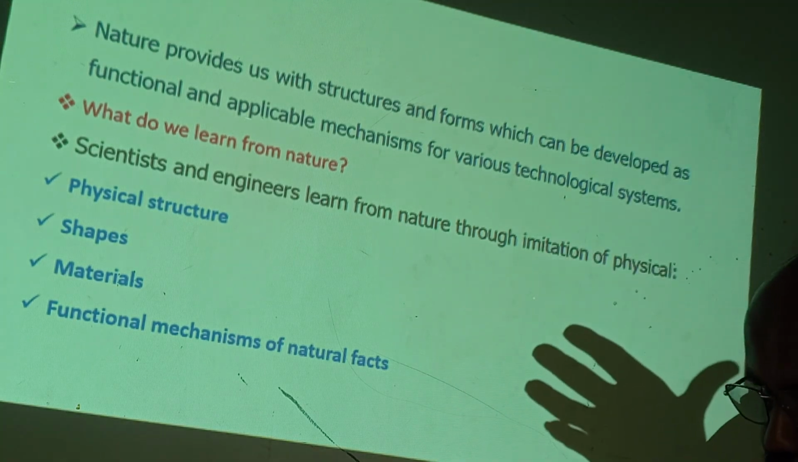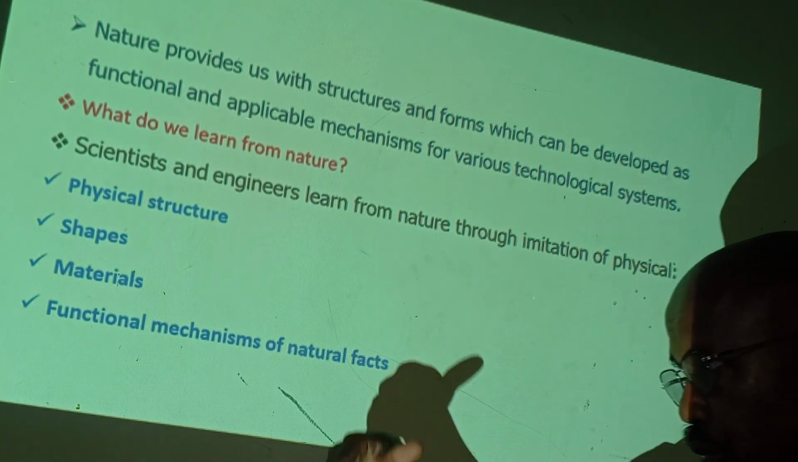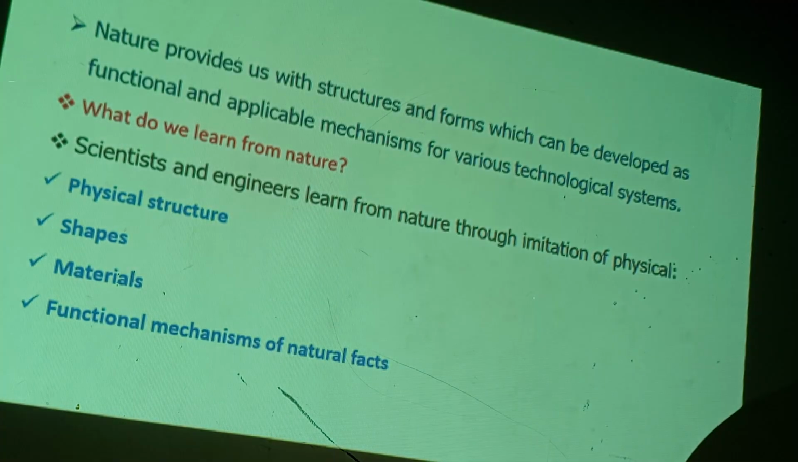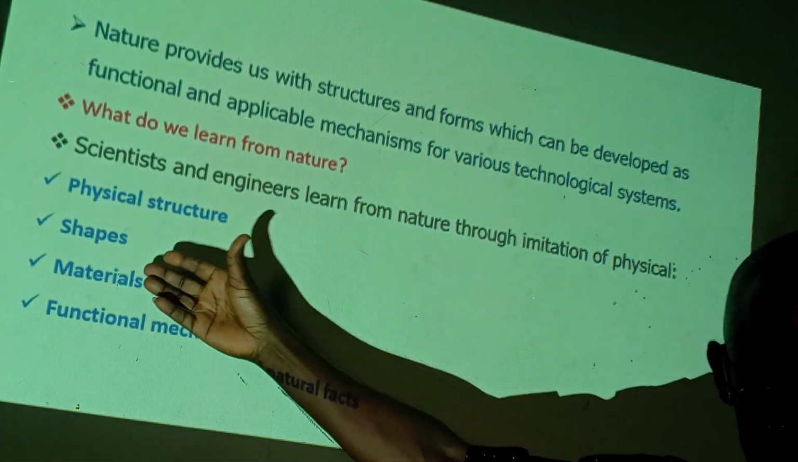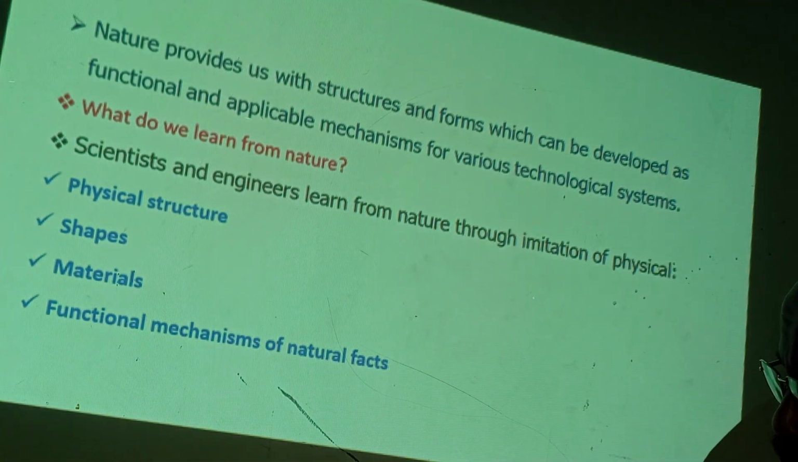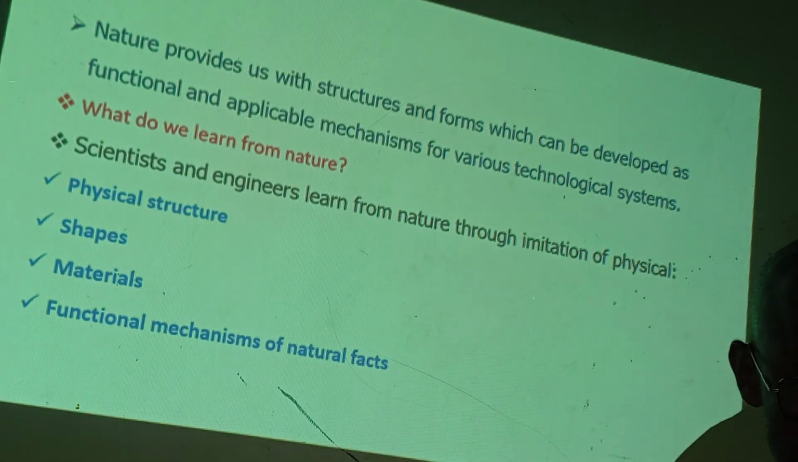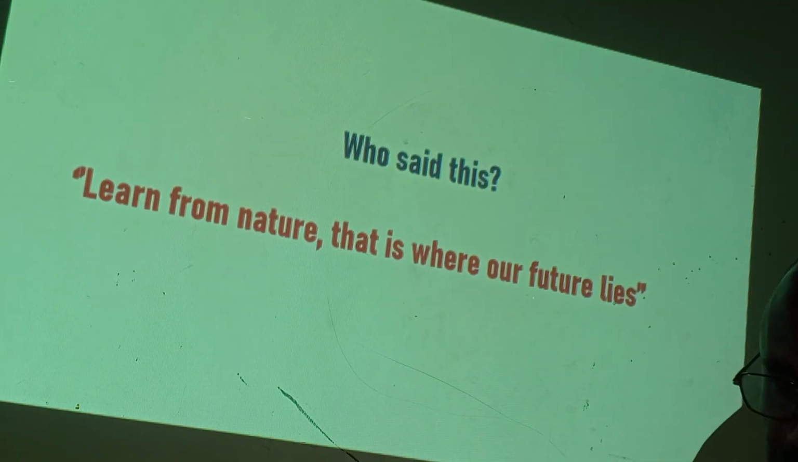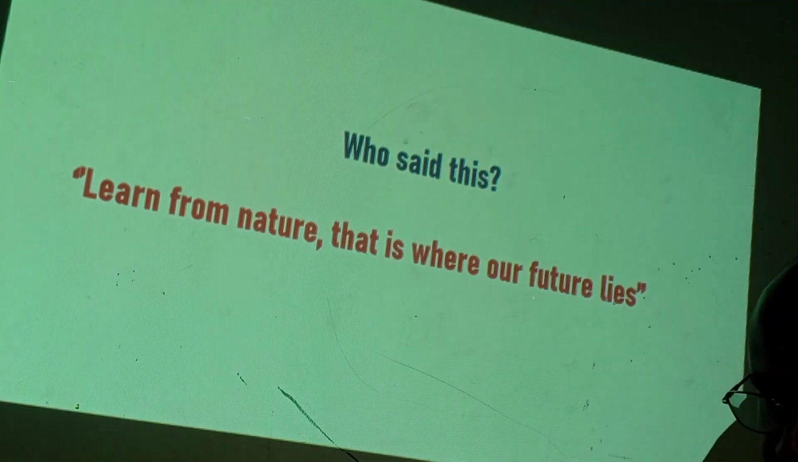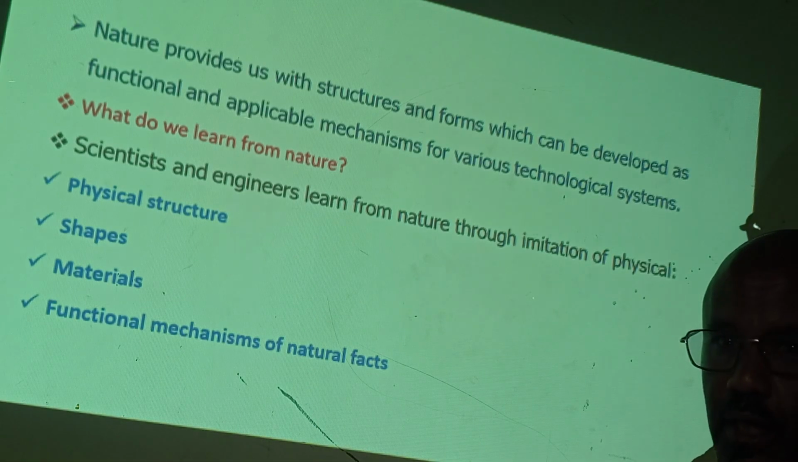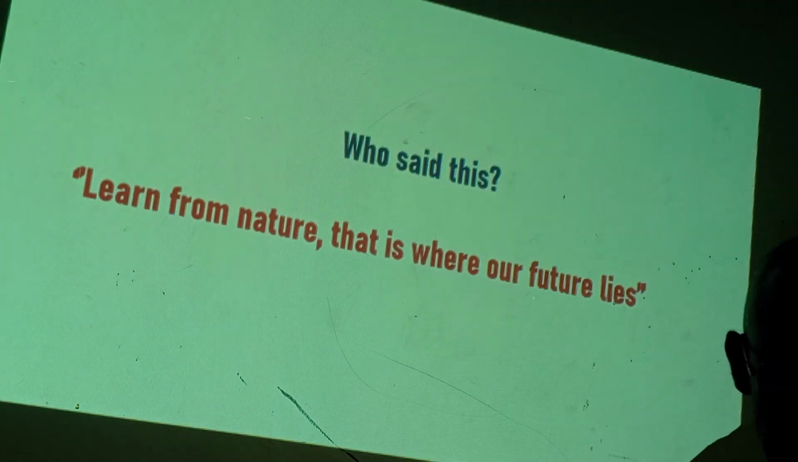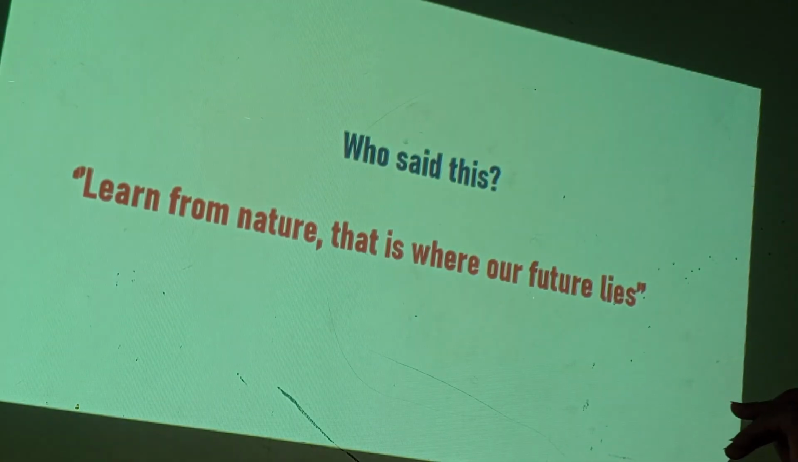We study some aspect of plants. What is that aspect? We study the shape of an organism. We study the physical structures of an organism. We study the material content of an organism. We study how a part of an organism is functioning and the process inside, even cells or bacteria, how it processes. We can study all this and translate it into technology to make human life easier or solve human problems.